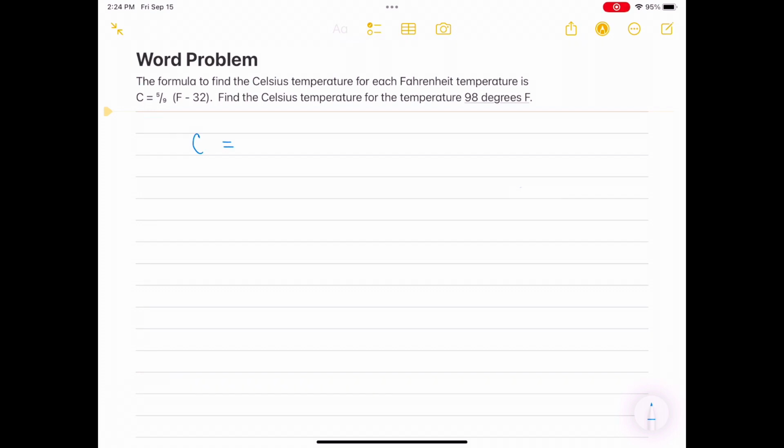The formula to find the Celsius temperature for each Fahrenheit temperature is C, or Celsius, equals 5/9 times, open parentheses, F for Fahrenheit minus 32, close parentheses. Find the Celsius temperature for the temperature 98 degrees Fahrenheit. So we just copy down that problem, 5/9 times, and then we write 98 for Fahrenheit for the F minus 32.